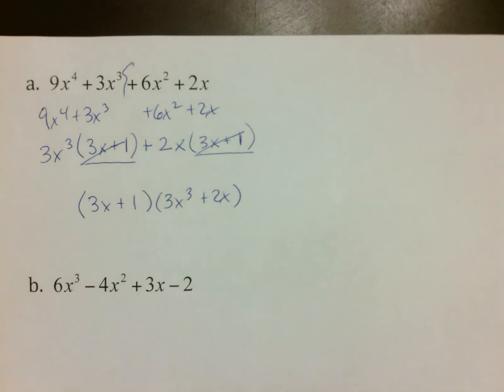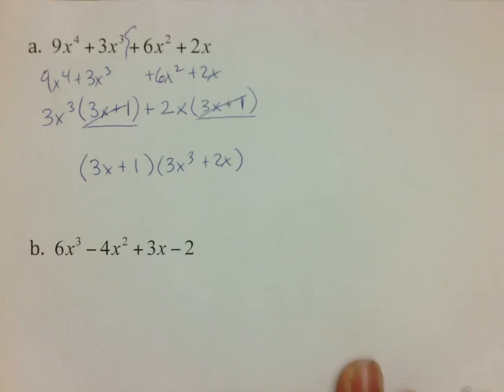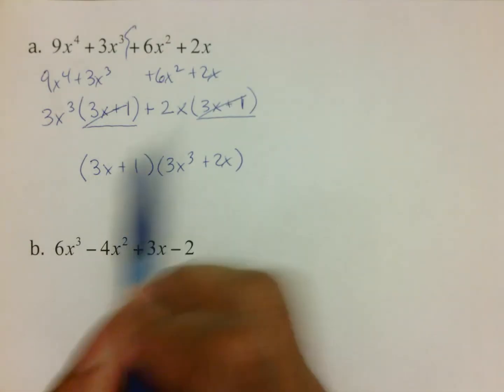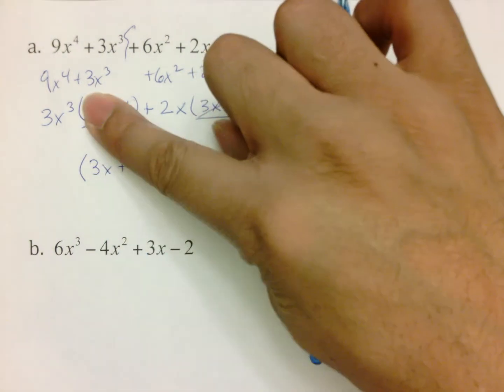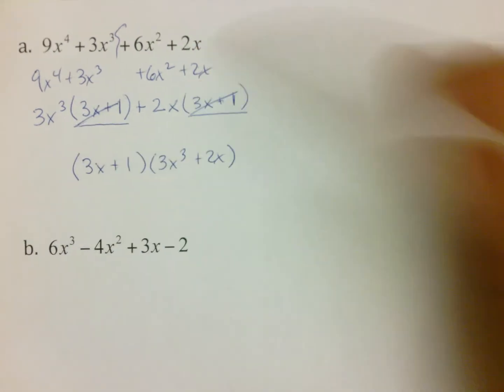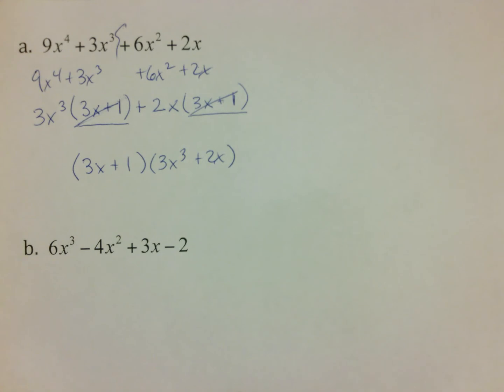And so that is your first level of practice on your work, because I need to make sure you know how to take the 3x plus 1 off and then simply say, if I took that off, I'm left with 3x to the 3rd. If I take that off, I'm left with 2x, and then put those into parentheses. Alright?